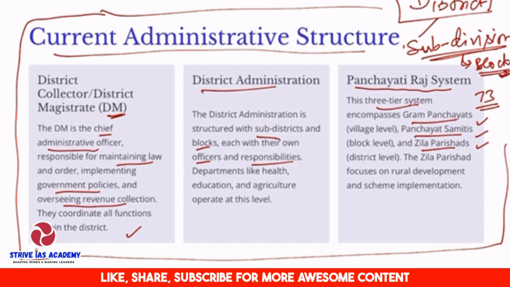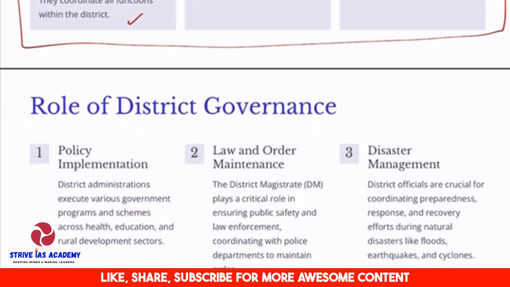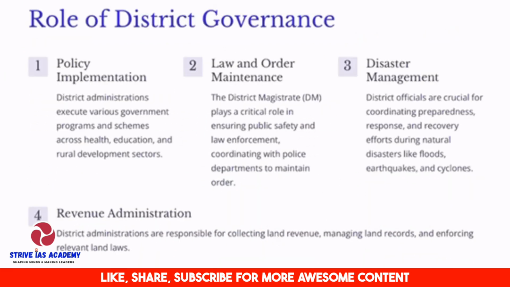Then what is the role of district governance? Why does the governance of a district matter? The governance of a district is very important for policy implementation. As you all know, policies are framed at the center level, but these policies are implemented at the ground level. So, in order to implement the policies effectively, the governance of a district becomes important.